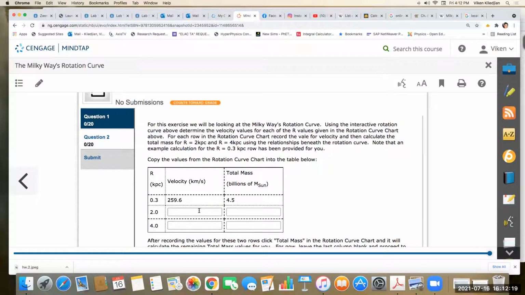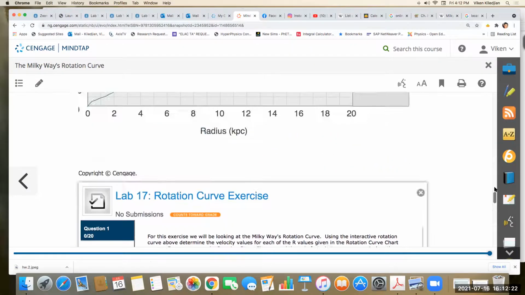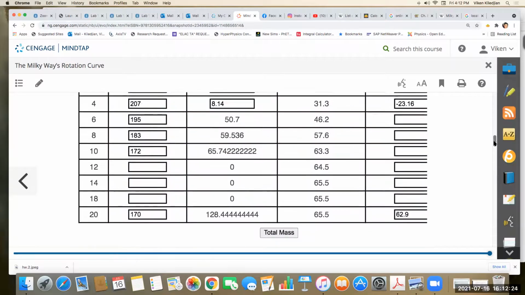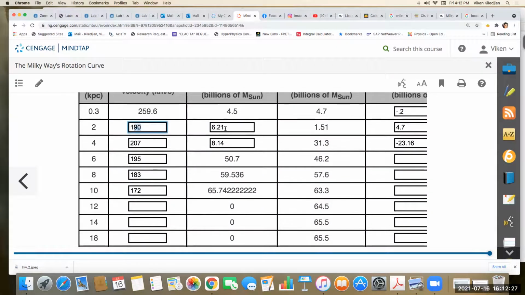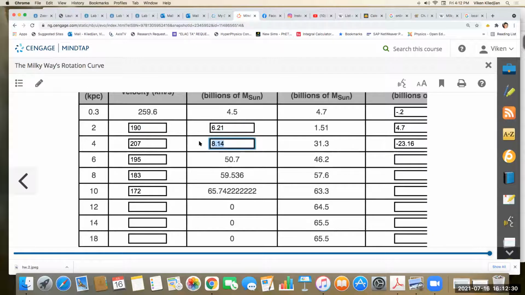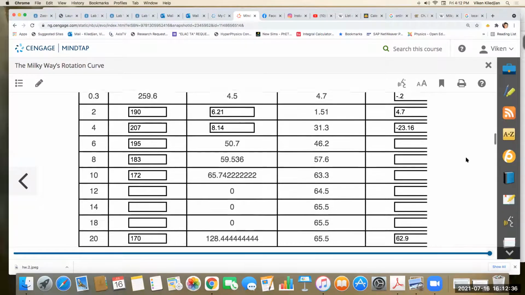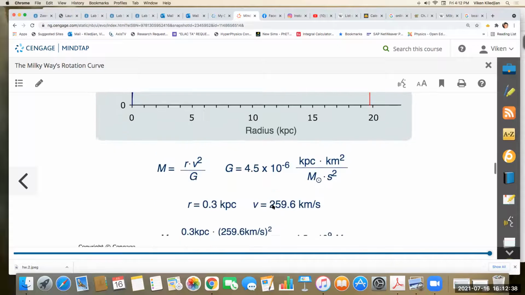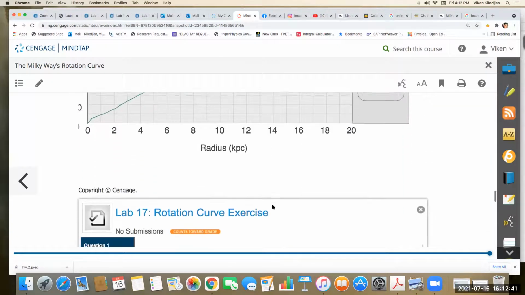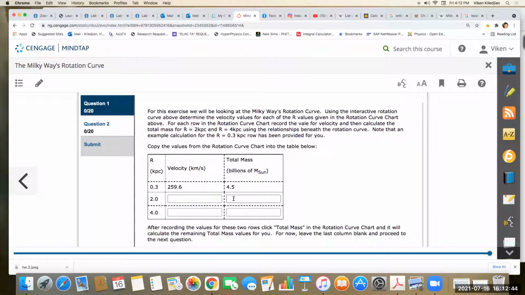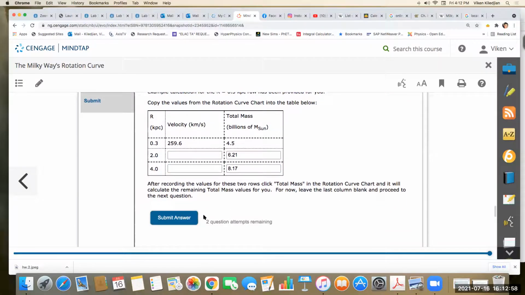Okay, well, you will have already done that. In other words, you've already done the 2 and the 4, the 6.21 and the 8.14. So it says just do that calculation and put that in there. You're not doing any new calculation. So you just put, let's say, 6.21 and 8 point whatever it was. And of course, you're going to put the velocities that we recorded. And then let's say submit answer.